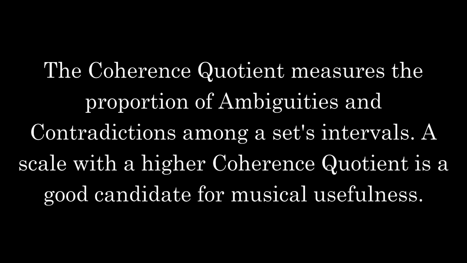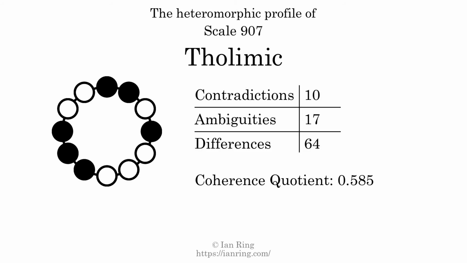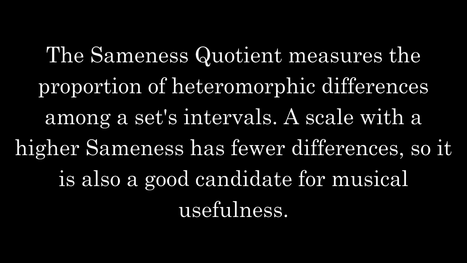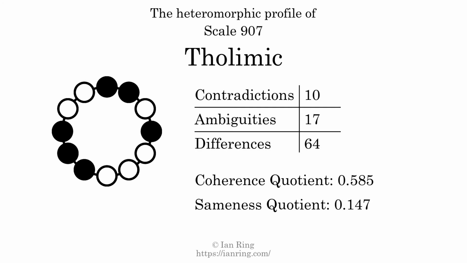The coherence quotient measures the proportion of ambiguities and contradictions among a set's intervals. A scale with a higher coherence quotient is a good candidate for musical usefulness. The coherence quotient is 0.585. The sameness quotient measures the proportion of heteromorphic differences among a set's intervals. A scale with a higher sameness has fewer differences, so it is also a good candidate for musical usefulness. The sameness quotient is 0.147.